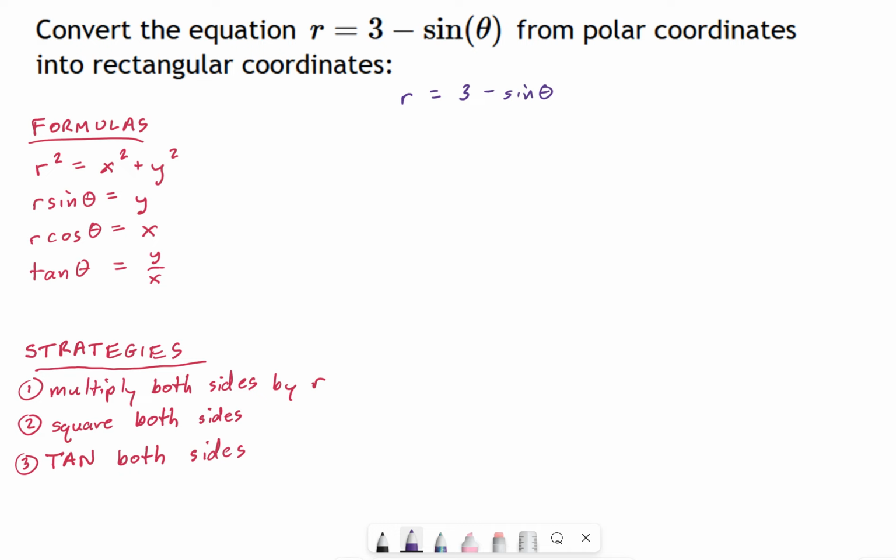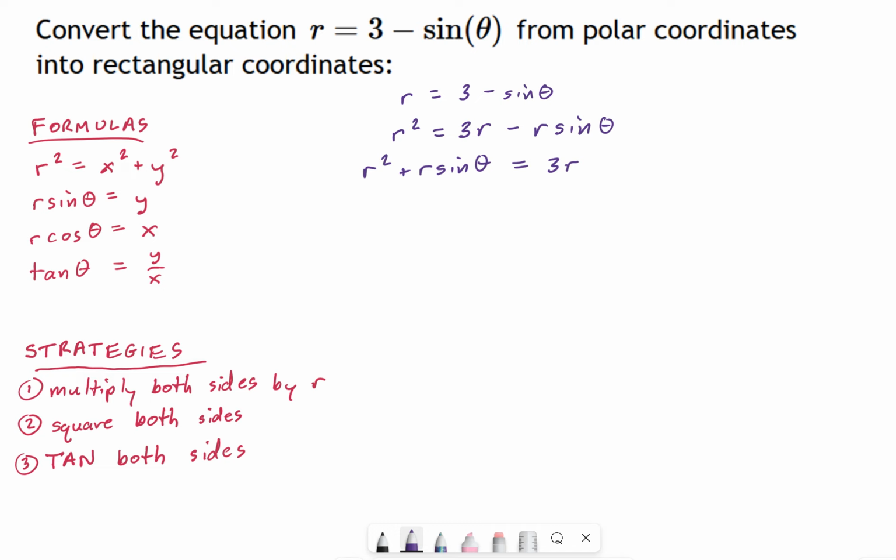So what I'm going to do in this case, and you could solve it by squaring both sides, and if you're curious, I'd encourage you to try that on your own, but I'm going to multiply both sides by r because I see that I can get an r sine on the right. So look what happens if I multiply both sides by r. I get r squared on the left, I like that, and I get r sine on the right, and I like that. That's two great things right here. So let's move the r sine over to the left. So we have r squared plus r sine theta, and that equals 3r.